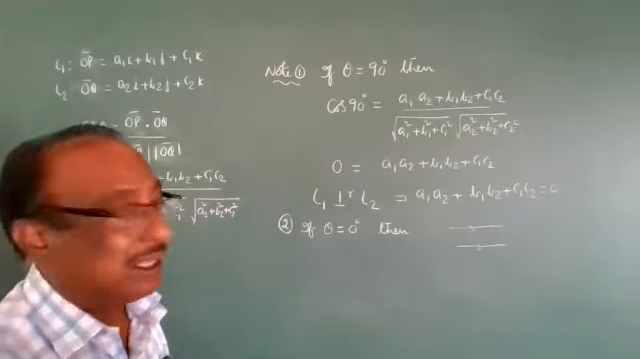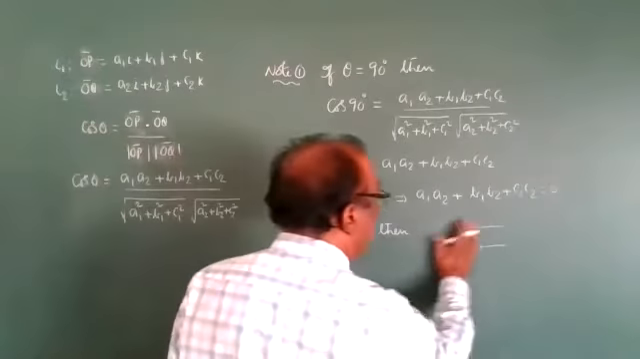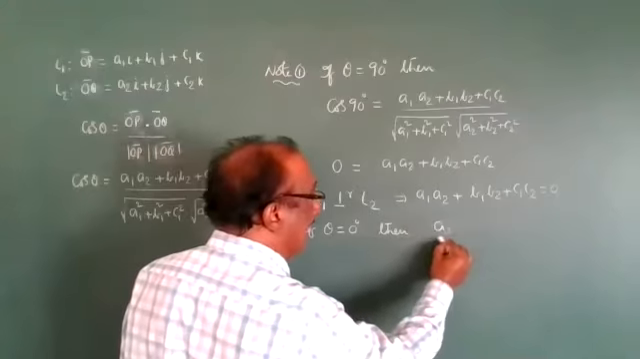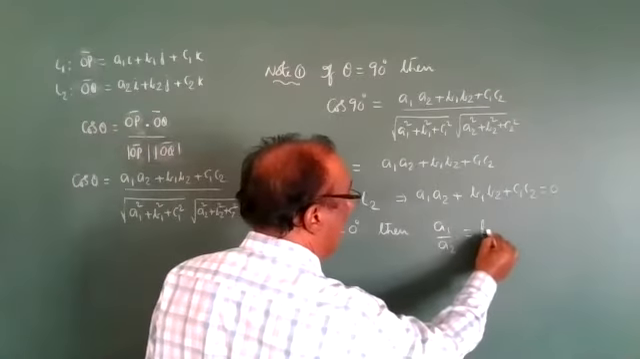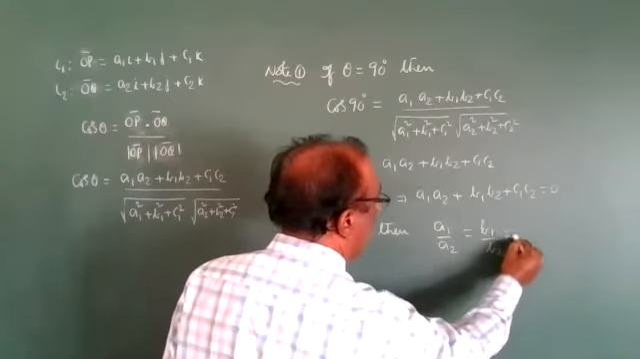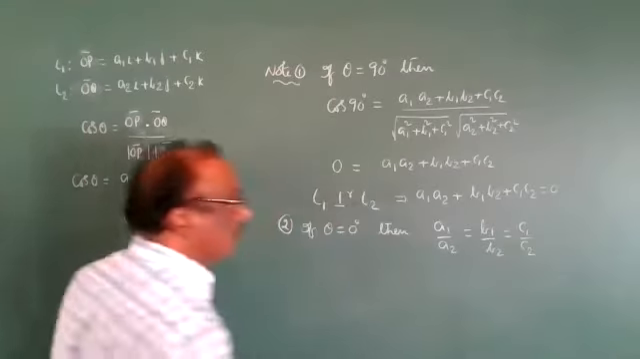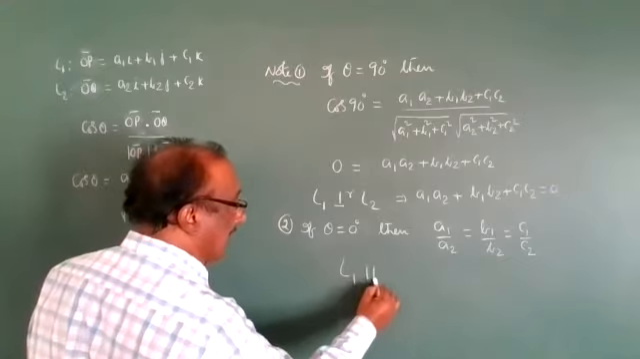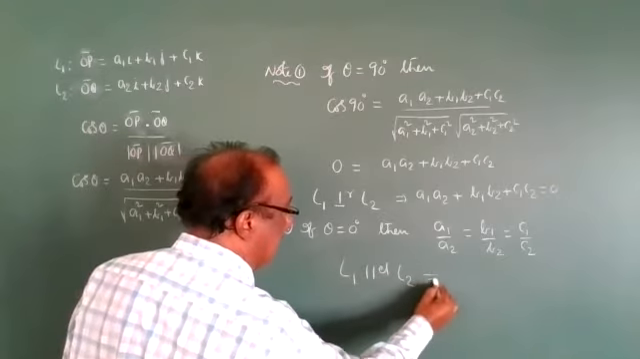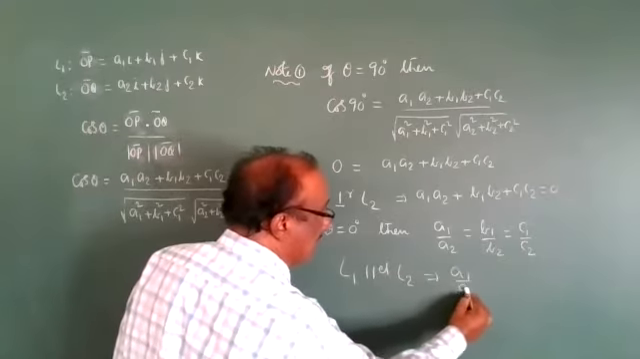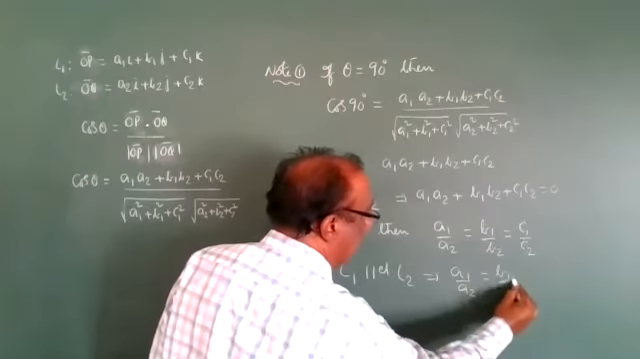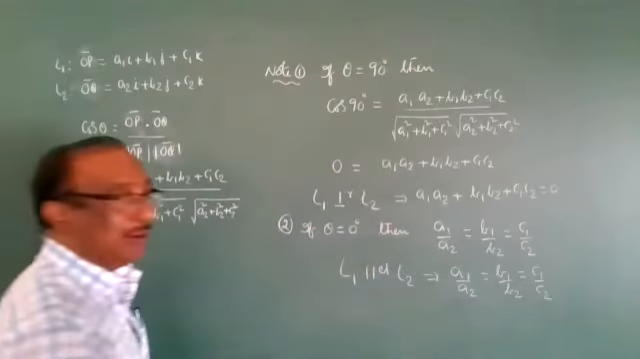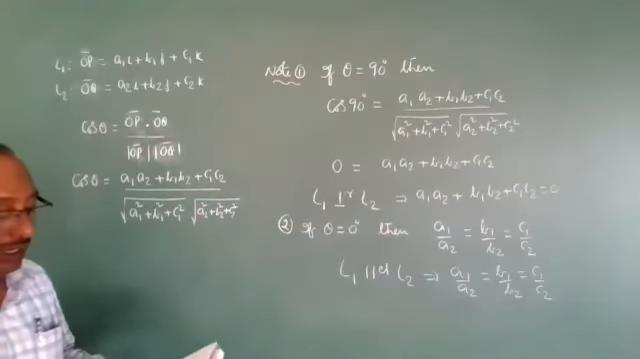So how can you write the ratios of the components? The i components, j components are equal. Therefore, a1 by a2 is equal to b1 by b2 is equal to c1 by c2. If theta is equal to 0 degrees, then the two lines are parallel. Then the condition is that the ratios of the components are equal: the i component ratio, j component ratio and k component ratio of the two vectors are equal.